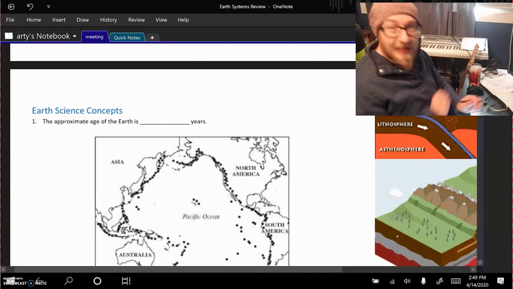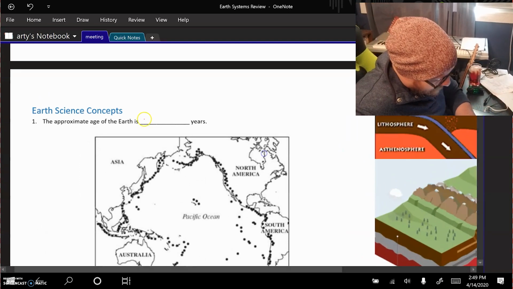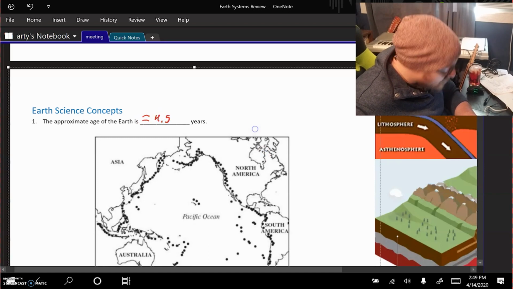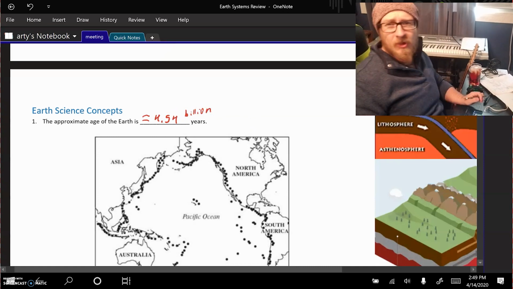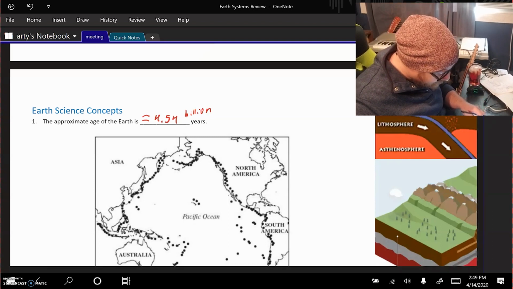The approximate age of the Earth. It's about 4.5 billion. So the Earth is about 4.5, if you want to be very specific, it's about 4.54 billion years old. That's about a couple 100 million years older than the sun, but it's about 4.5 billion years old.